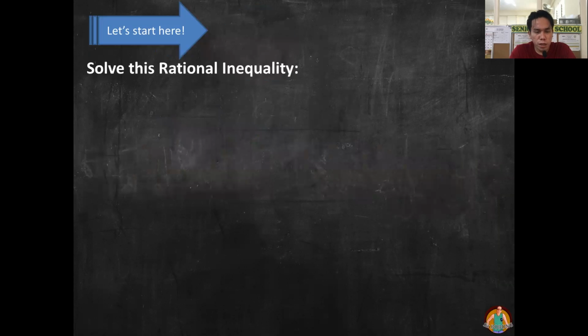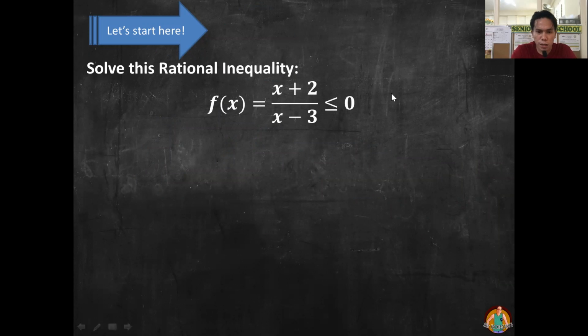So solve this rational inequality. F of x is equal to x plus 2 over x minus 3 is less than or equal to 0. Okay? So isa-solve natin yan, okay? So our step 1 usually is we're going to change or equate the rational inequality to 0. So yun yung step 1 natin. But then our problem is okay na siya. So tapos na siya. So we'll proceed with our step 2. Okay? So let's have our solution.